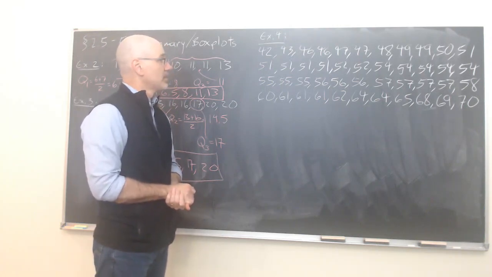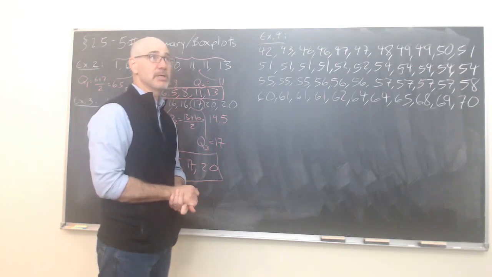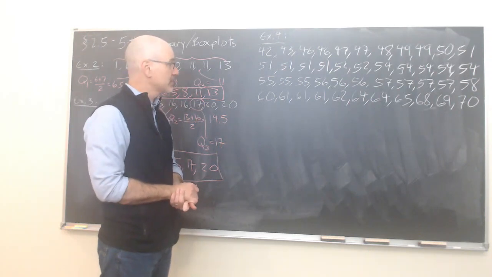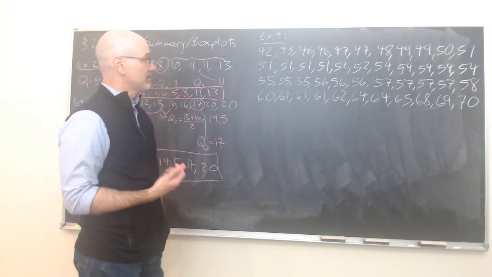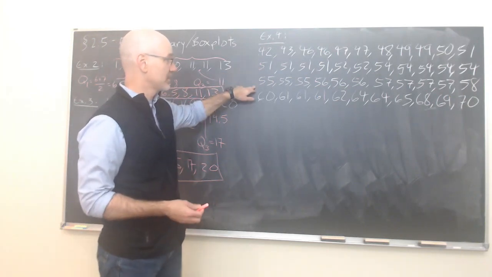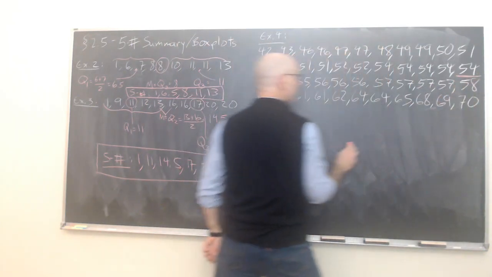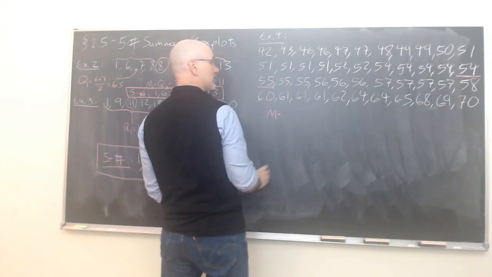So we've got 44 data points. That means the median will be between the 22nd and 23rd data point. So it's the average of number 22 and number 23. Now these are organized in rows of 11. So 22 is here and 23 is here, and the median would be the average of the two.